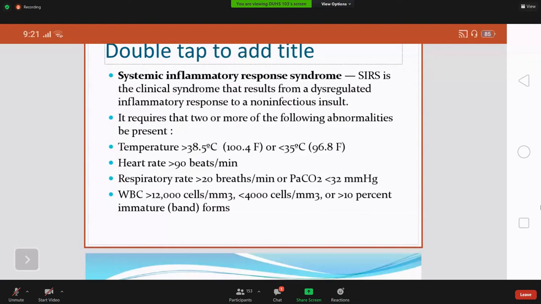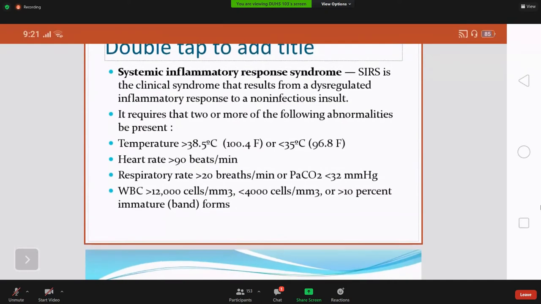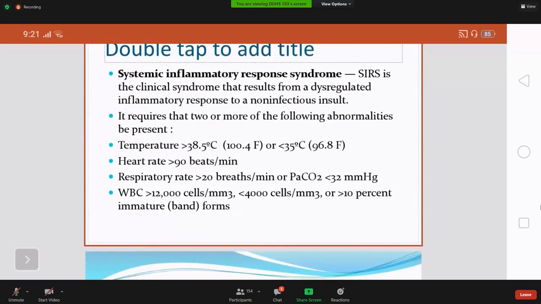Okay, so what is SIRS? It is a clinical syndrome that results from a dysregulated inflammatory response to a non-infectious insult. In other words, it is the body's immune response to a non-infectious insult, and it might occur distant from the original insult. Okay, so two or more of the following abnormalities are required in order to diagnose SIRS.